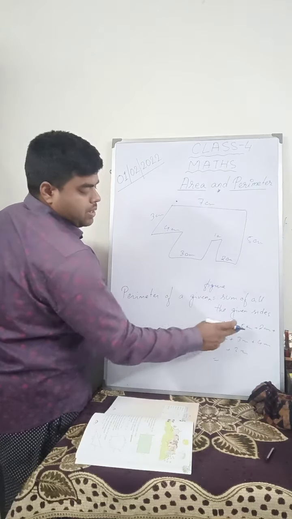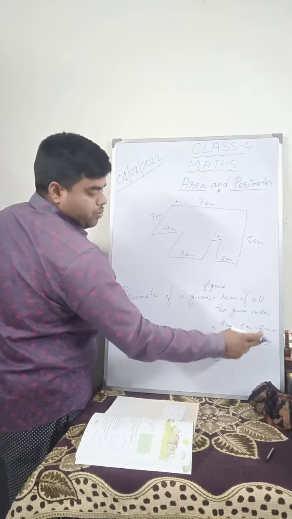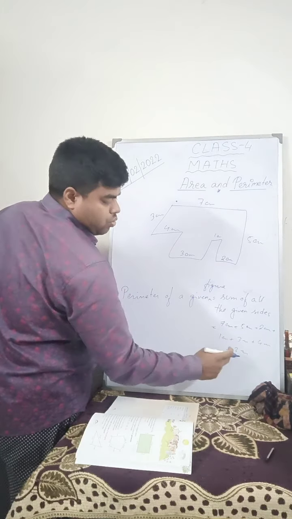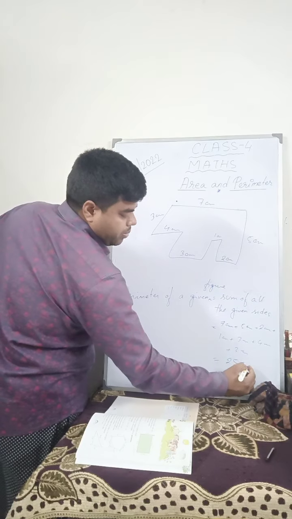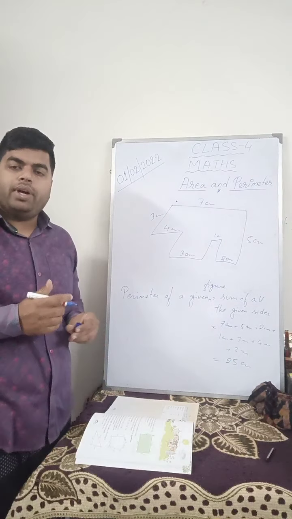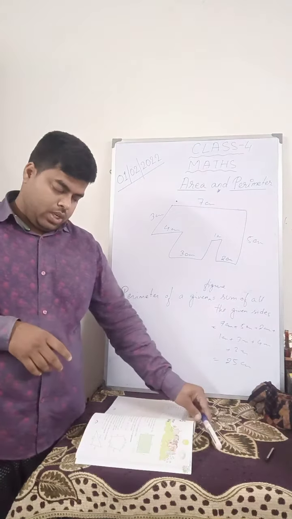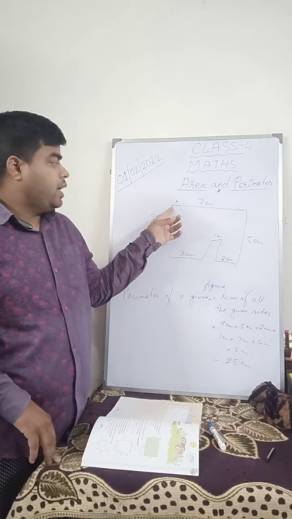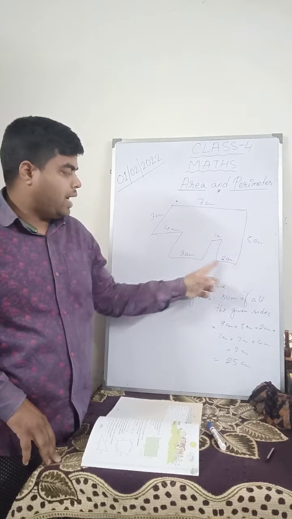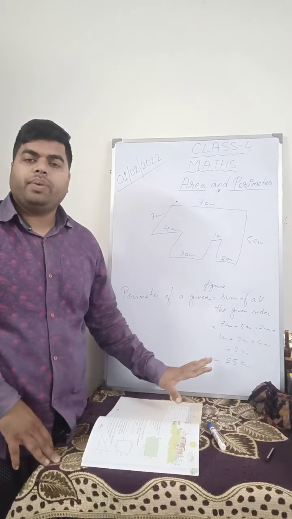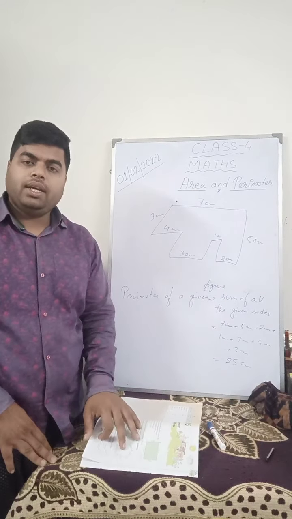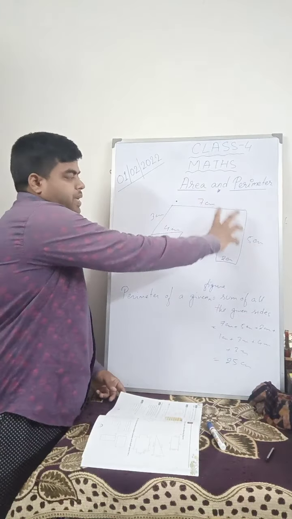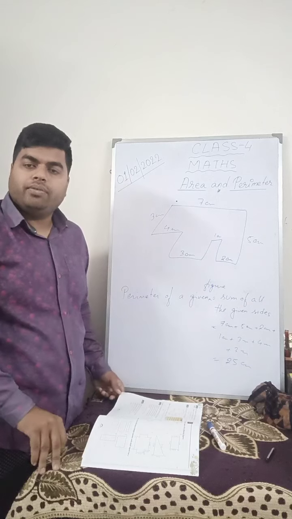Then you add: 5 plus 7 is 12, 12 plus 2 is 14, 14 plus 1 is 15, 15 plus 3 is 18, 18 plus 4 is 22, 22 plus 3 is 25 centimeter. This is how you find the perimeter. So I hope all of you have understood. See, we have only added the total length of the outline boundary and we got the perimeter. But if they ask you about area, you have to measure the whole space enclosed in that figure.